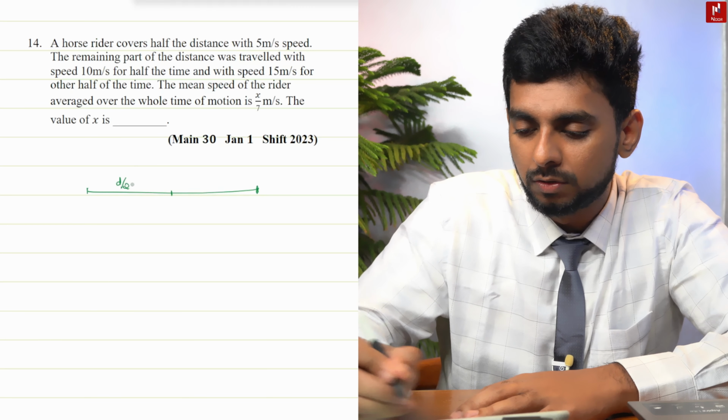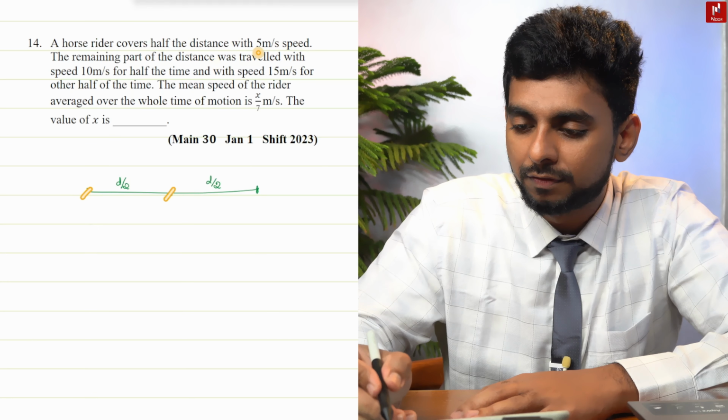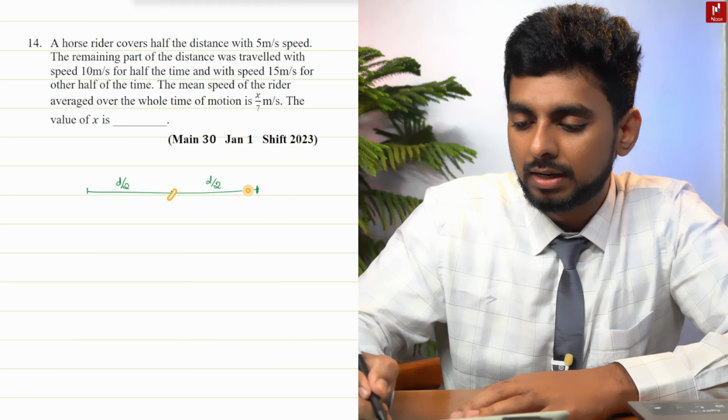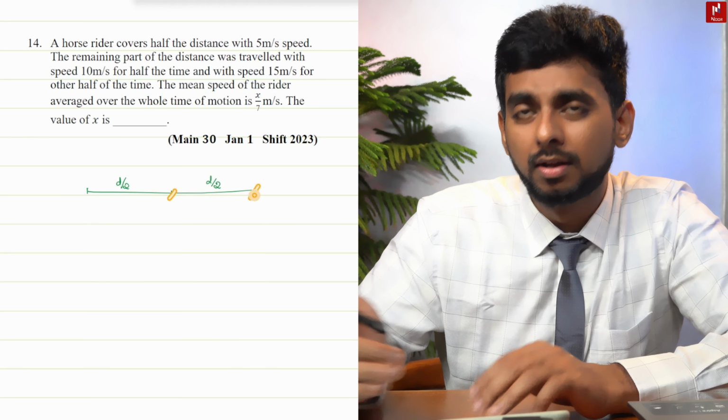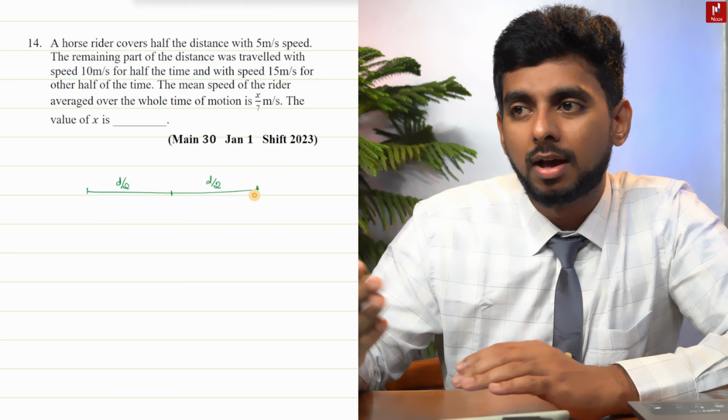Got it? In the first interval, he has traveled with the speed of 5 meter per second. In the second part, he has traveled with two different speeds, and the speed was connected to the time. Got it? For the first half of the time, he traveled with a certain speed, and for the second half of the time, he traveled with some other speed which was 15 meter per second.